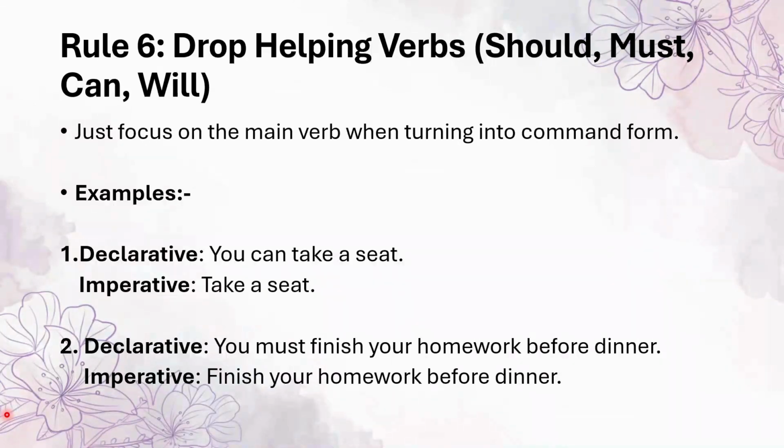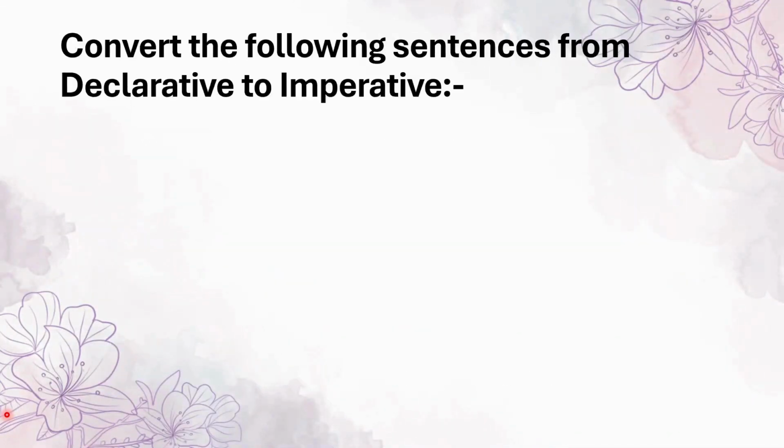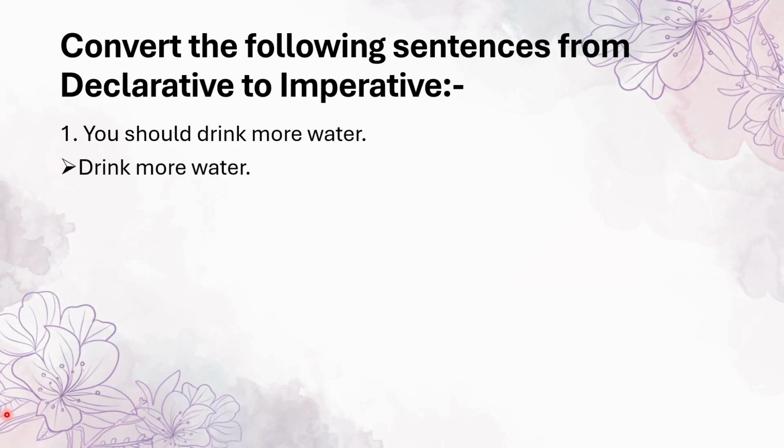Now we'll go through some conversions of declarative sentences to imperative sentences. We'll see many examples from easy, medium to hard. Let's go. Example 1: "You should drink more water" becomes "drink more water." Here the sentence is giving advice using the helping verb "should," but in imperative form, we remove that helping verb and go straight to the action verb "drink."